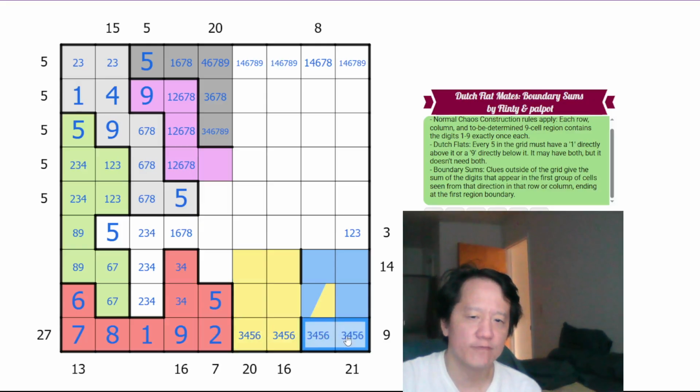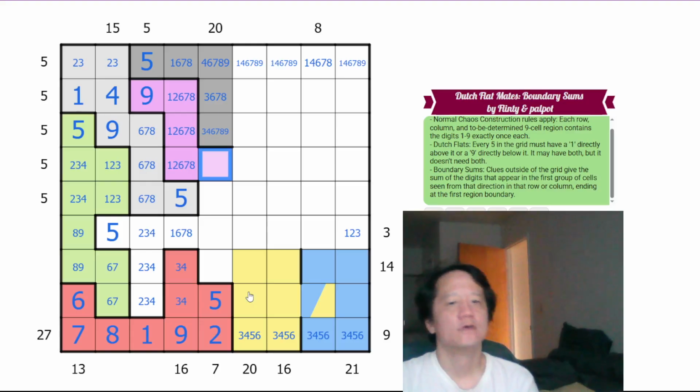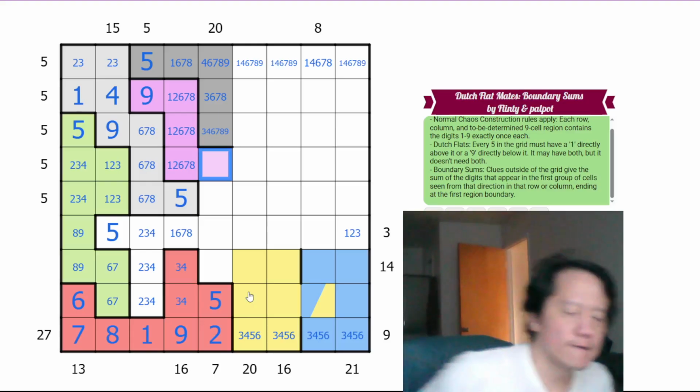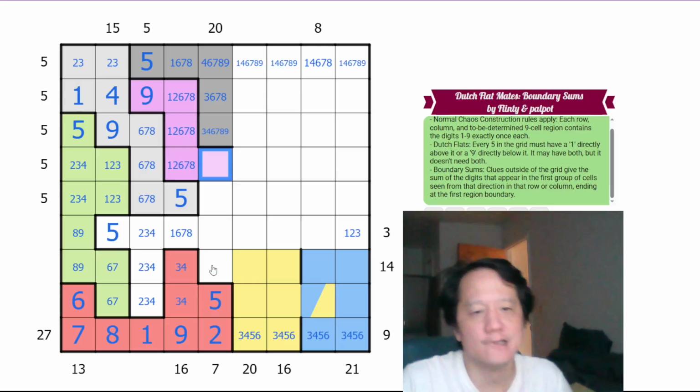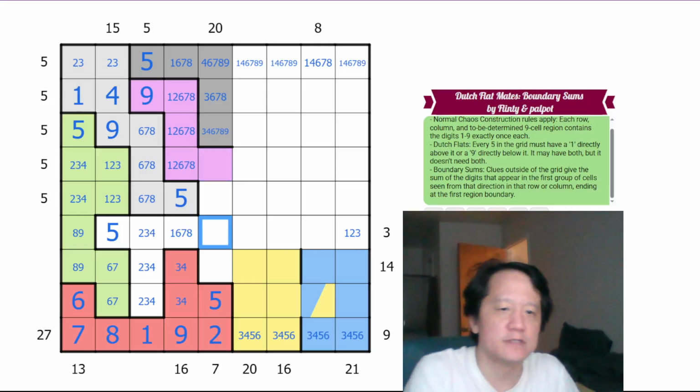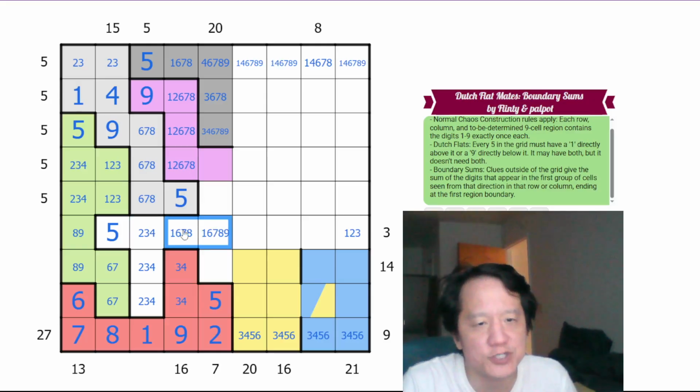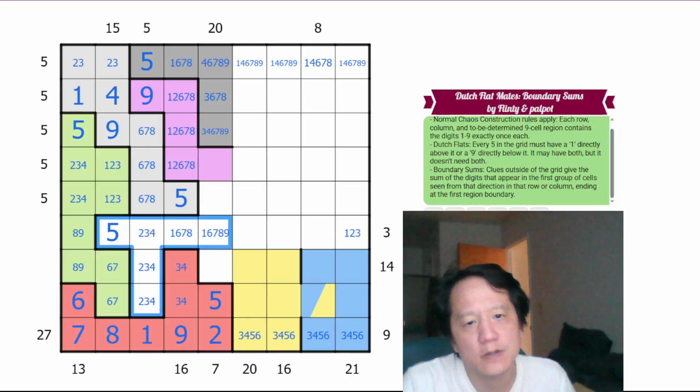3, 6, and 4, 5. This has to be 1, 6, 7, 8, 9, because it's part of this region here. I guess I'll make it orange. This is orange or yellow.